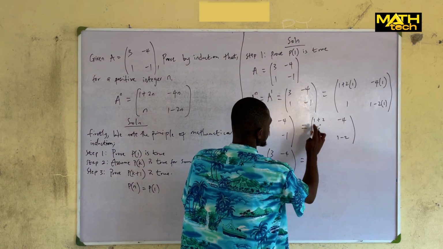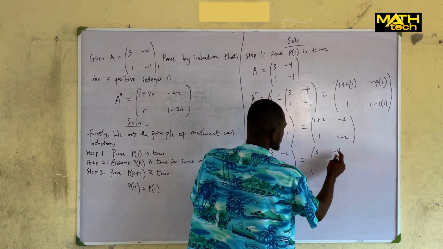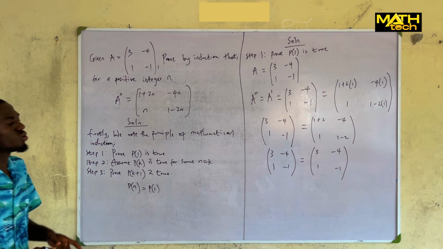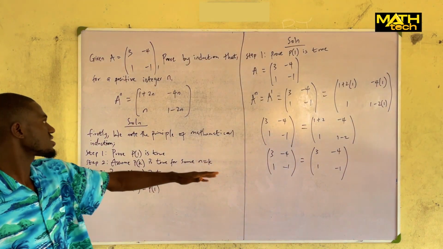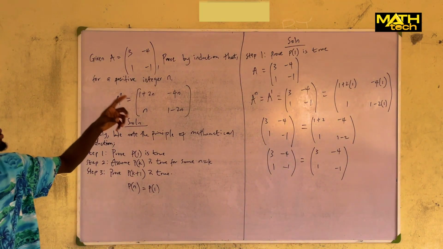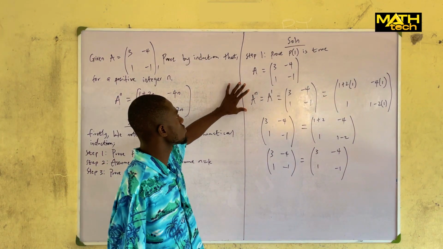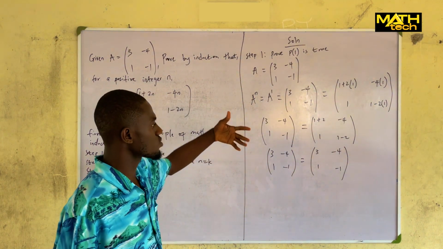The right hand side will be 1 plus 2, 3. And here we have minus 4, here we have 1. And 1 minus 2, we have what? Minus 1. So, at the end of this, we can see that our left hand side is equal to the right hand side. So we can see that for step 1, to prove that P of 1 is true, yes indeed it is true, because when we substitute our n to be 1, the left hand side gives us what? The right hand side.